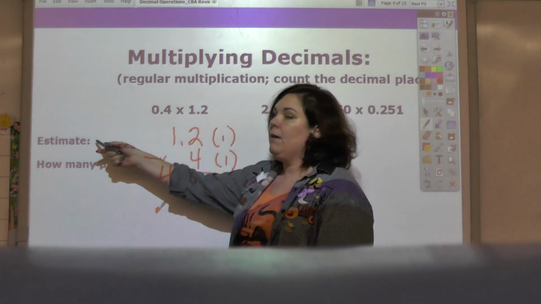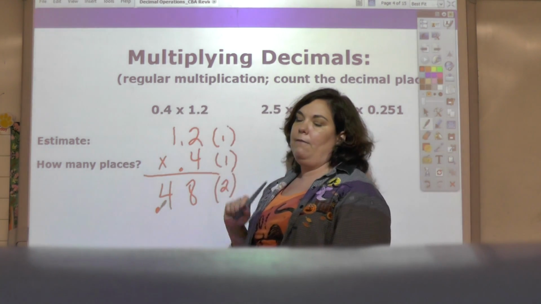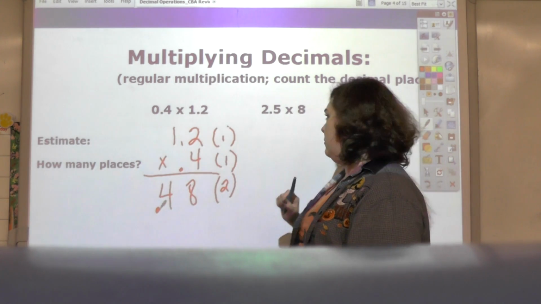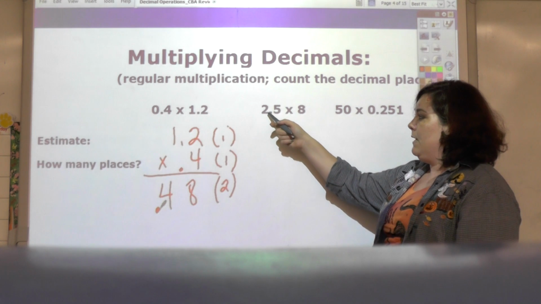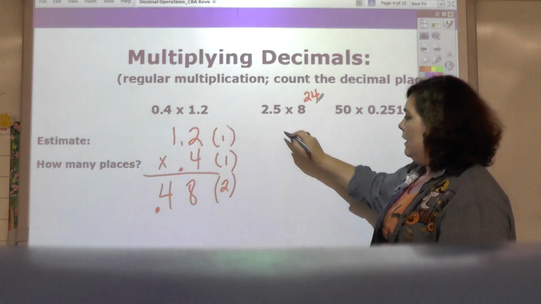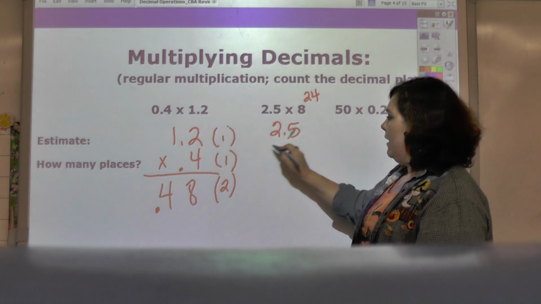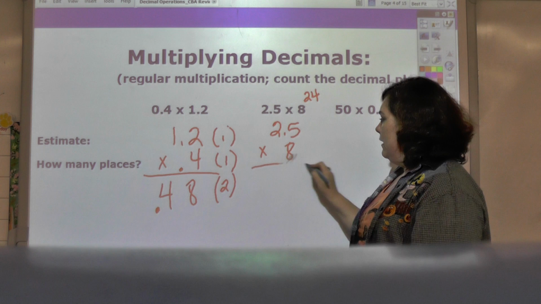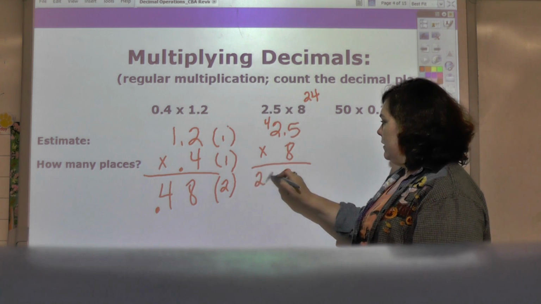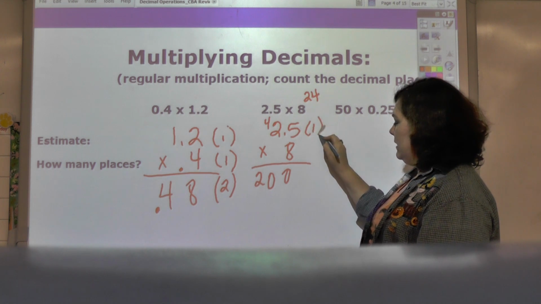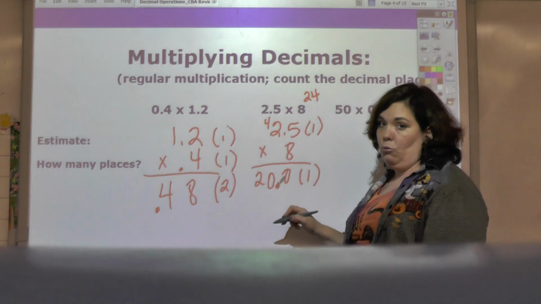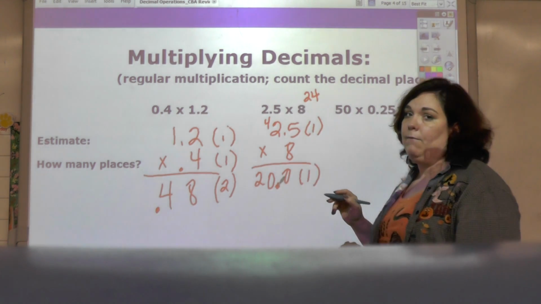And does that meet my estimate? Yes, this is like half of 1.2, which would be 6/10 or less than 1. And this is less than 1. This one, if I were to estimate, I'd say 3 times 8 is 24. And then I'm going to set it up, 2.5 times 8, and I'm going to multiply 20. And I've got 1 decimal place here, so I want 1 decimal place in my answer, and so my answer would be 20, and that's close to my estimate of 24.